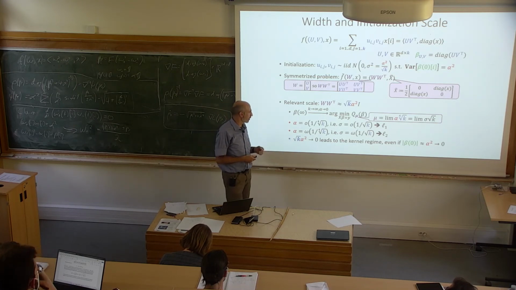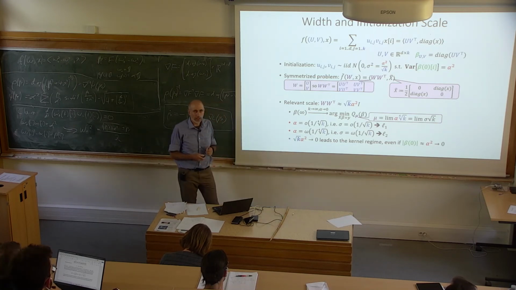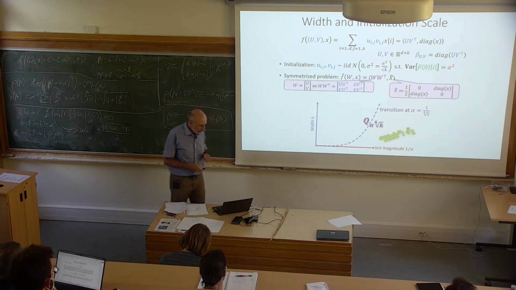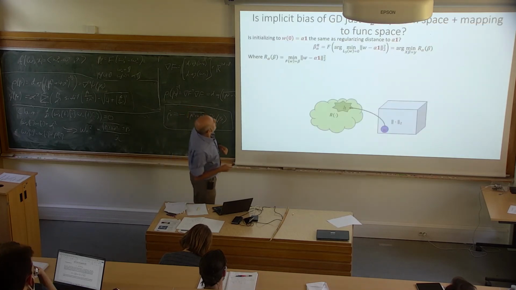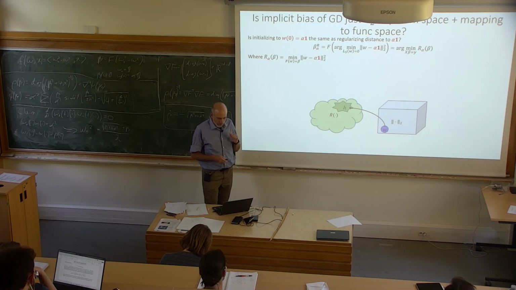The alpha to scale is the fourth root of k. If you do that, you can avoid being in the kernel regime even when you take the width to infinity. Okay, let's just go. So the next question.